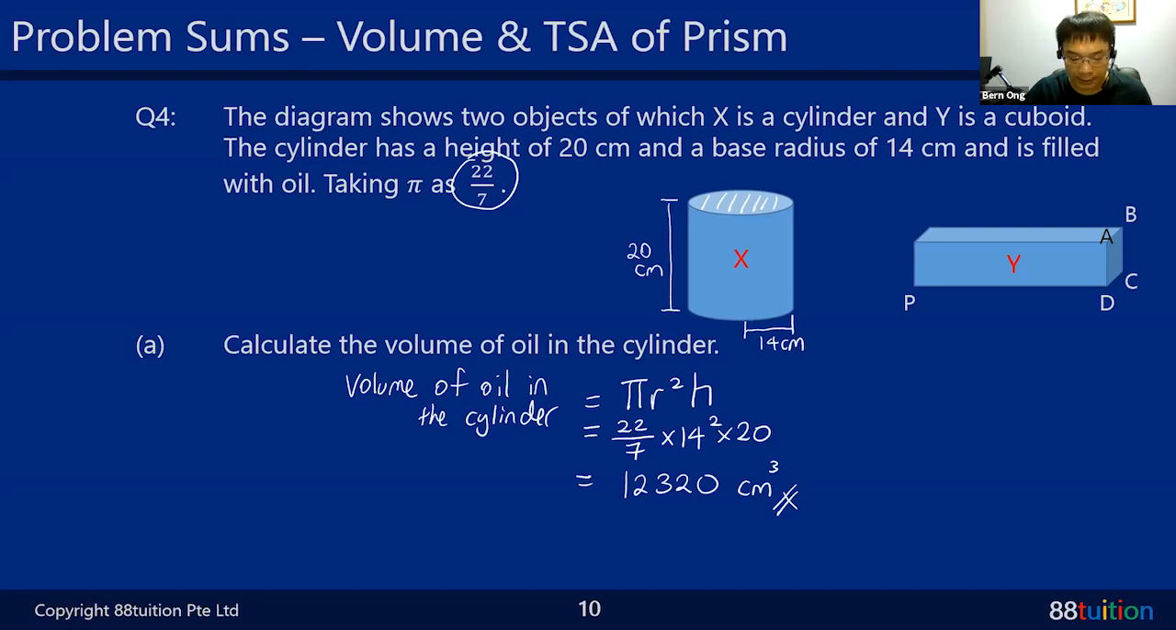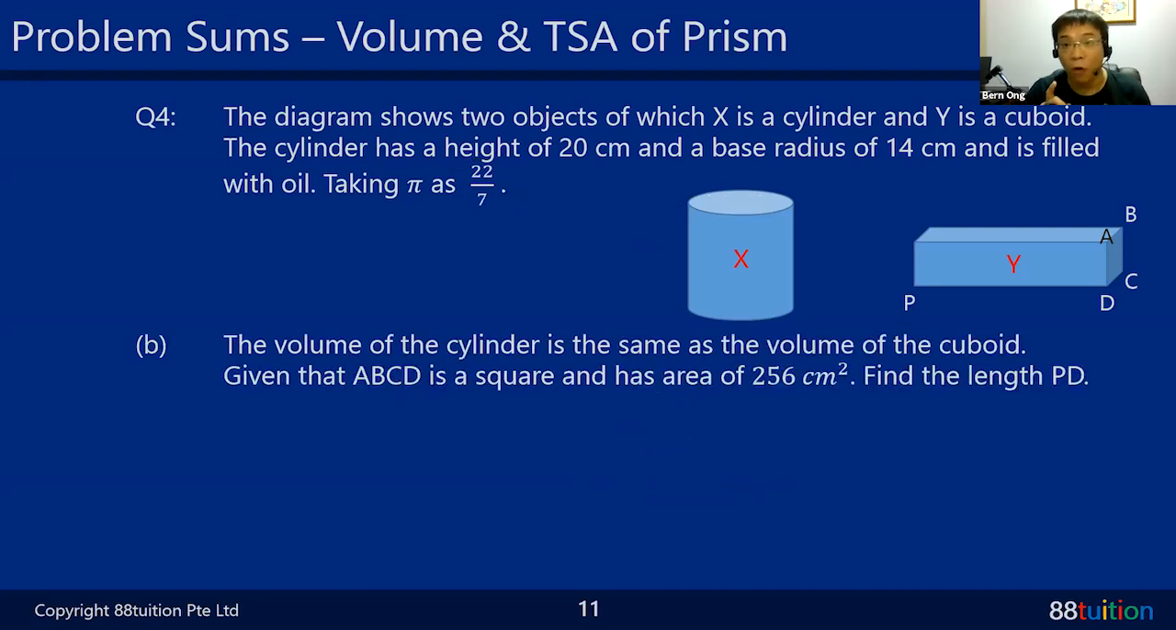Can? What's next? Part B. The volume of the cylinder is the same as the volume of the cuboid. Very good. That means the volume down here is what? The volume is the same as just now, which is 12,320 cm cubed. That's the volume of this cuboid also, because the question says same. What's next?